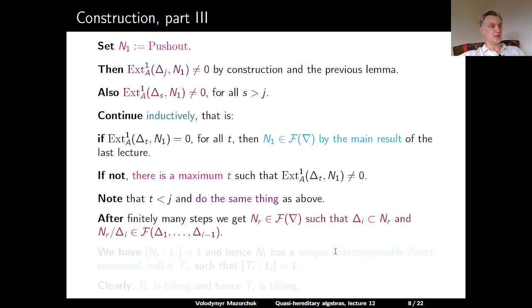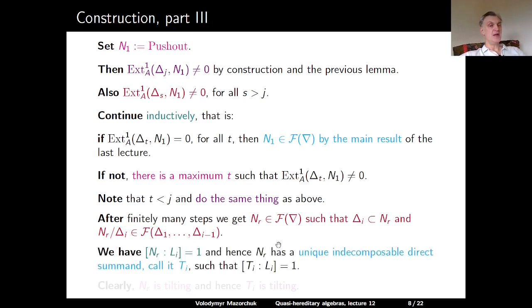After finitely many steps of this inductive procedure, we get some module nr, which has a nabla filtration because all first Exts from all deltas vanish, and which also has a delta filtration by construction. Moreover, delta I embeds into this nr, and the quotient has a filtration with subquotients of the form delta 1, delta 2, and then all the way up to delta I minus 1. That's due to our lemma from the previous slide.